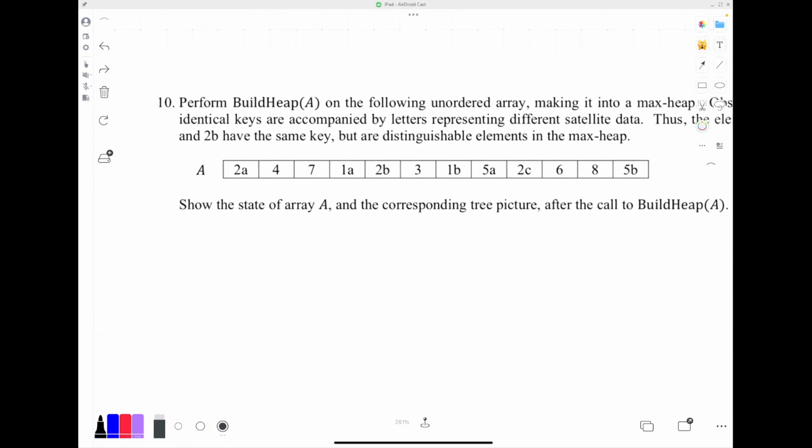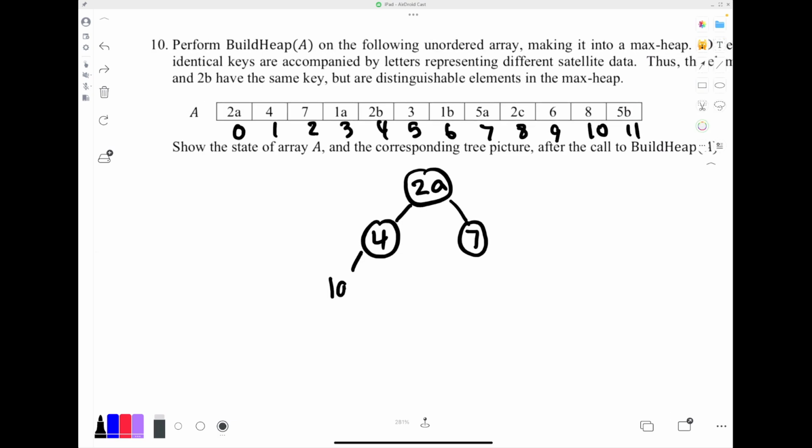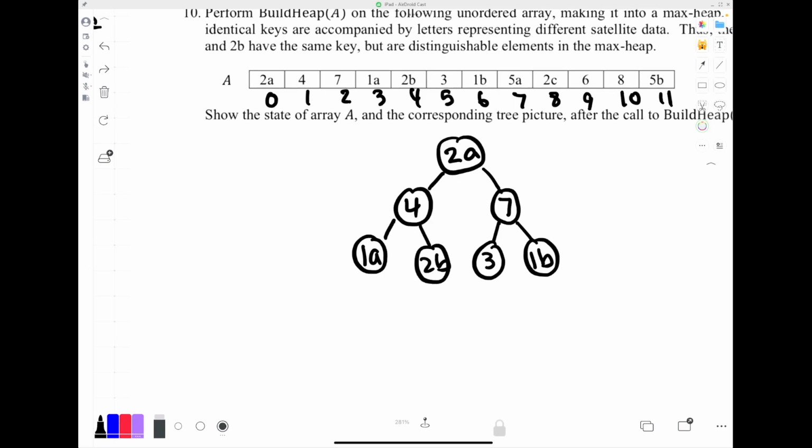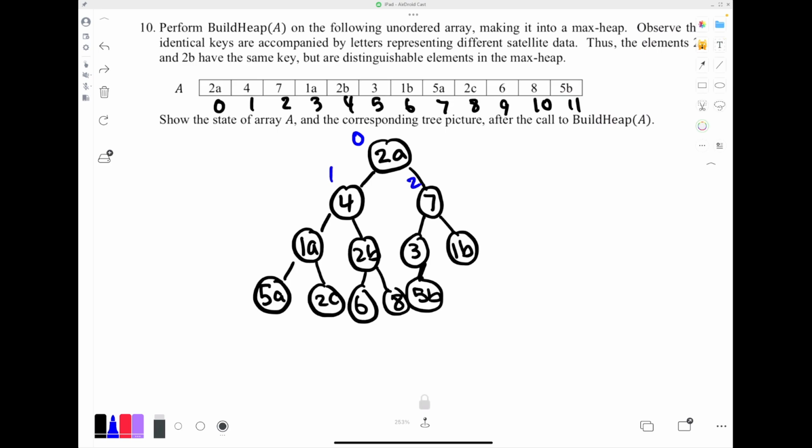And so here is the array A. So we have 0, 1, 2, 3, 4, 5, 6, 7, 8, 9, 10, 11. And I'm just going to write it out from left to right into a tree. It's not organized yet, but we will do that afterwards. Okay, and then we have 5A, 2C, 6, 8, and 5B. And I can also label them 0, 1, 2, 3, 4, 5, 6, 7, 8, 9, 10, and 11. And if you compare this to our array above, it should have the same exact values.